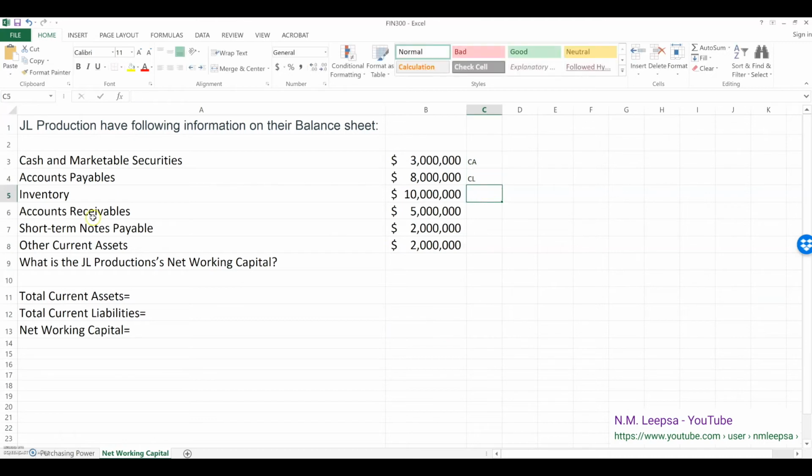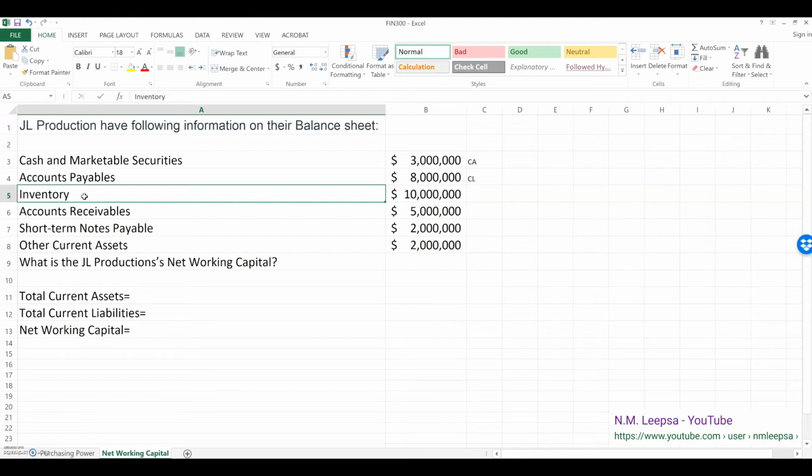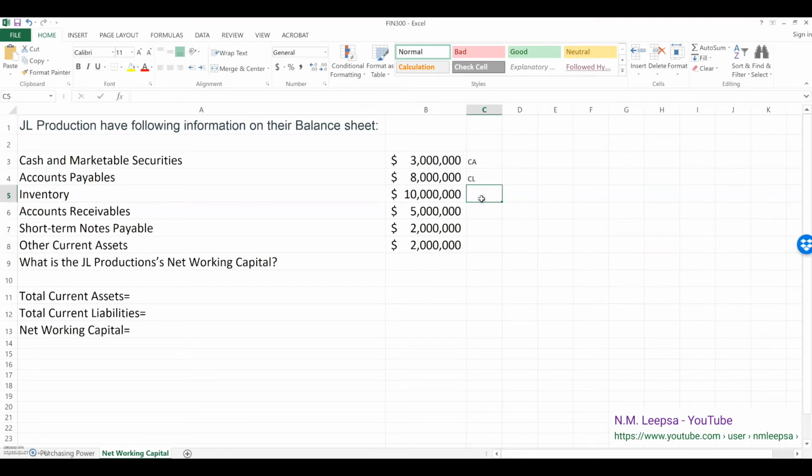The next item for the current asset is inventory. Inventory is very important. When you talk about inventory, it is the least liquid current asset. So let me just classify them as current assets.